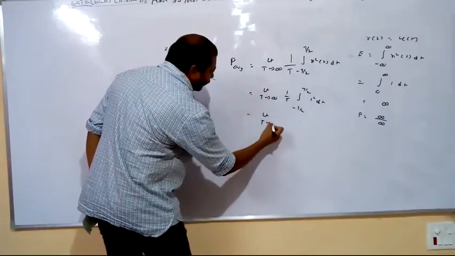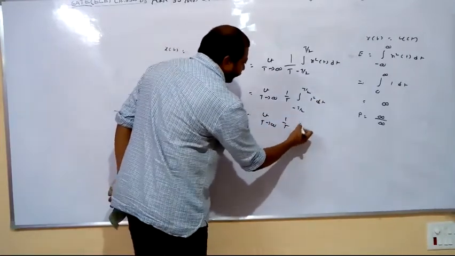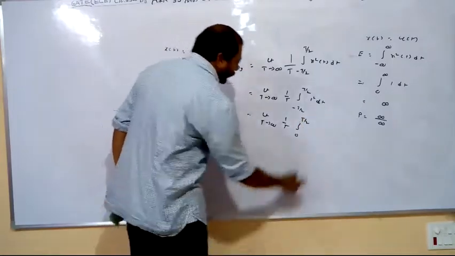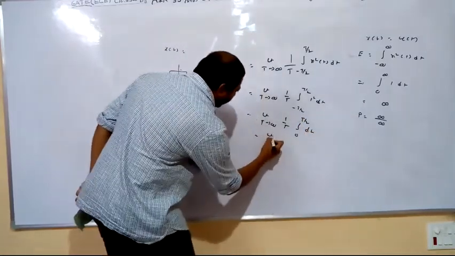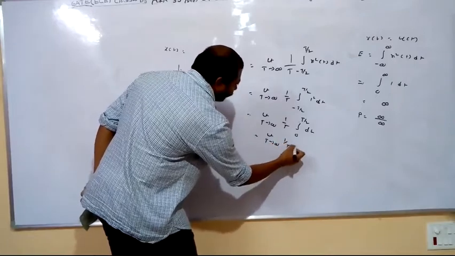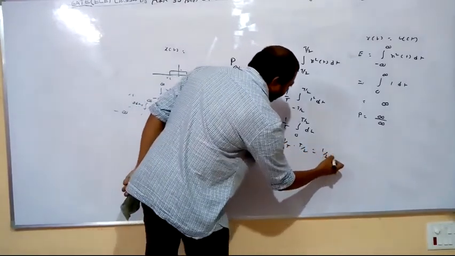So this is equal to limit T tending to infinity of 1 by T integration, because of this step signal, from 0 to T by 2 only, 0 to T by 2 dt. This value is equal to limit T tending to infinity of 1 by T into T by 2. This is equal to 1 by 2 watt.